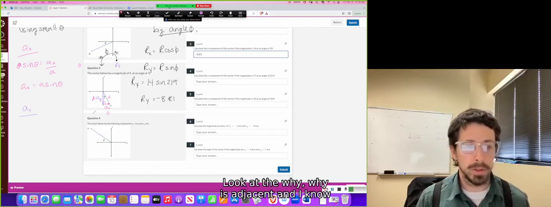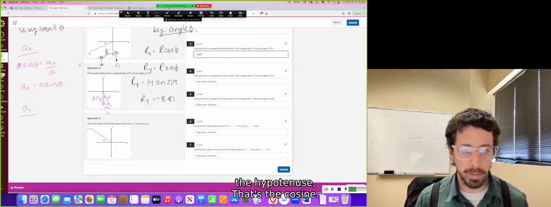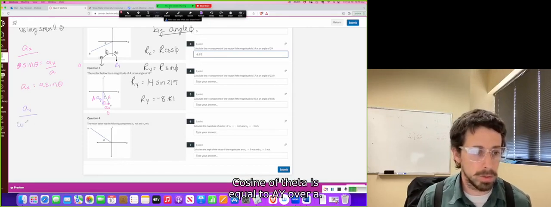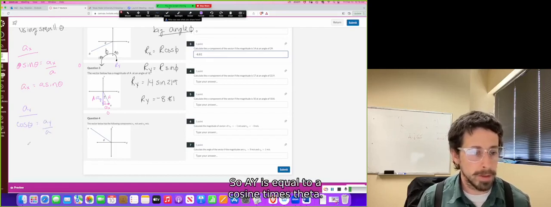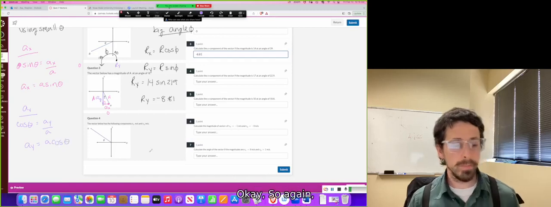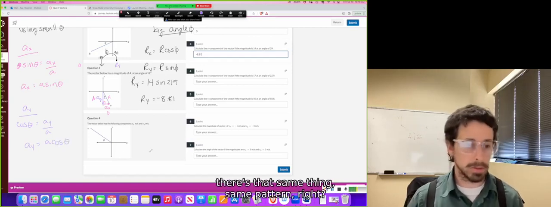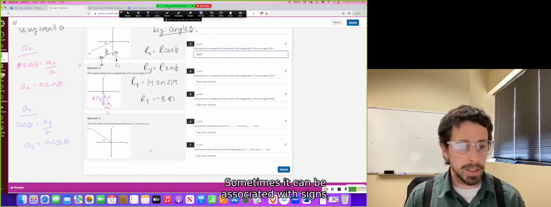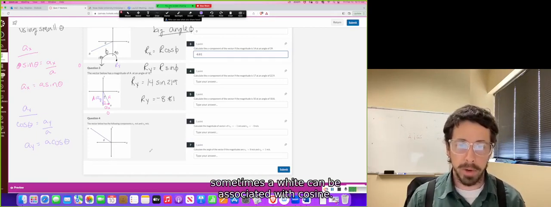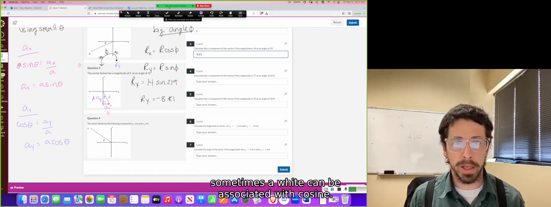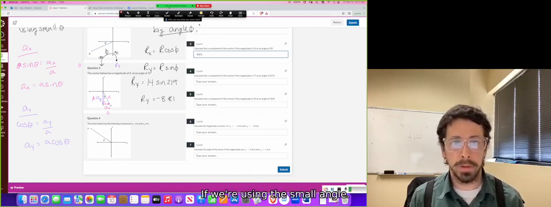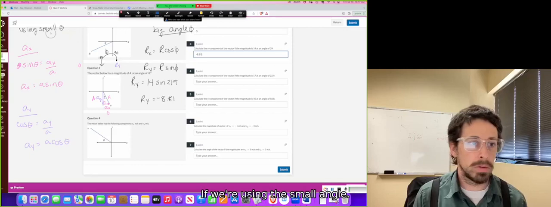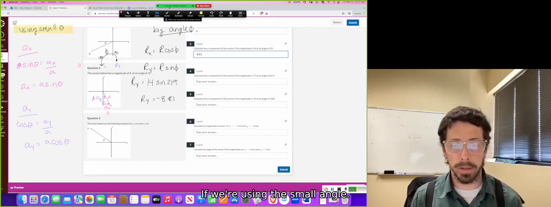AY. So look at the Y. Y is adjacent, and I know the hypotenuse. That's the cosine. Cosine of theta is equal to AY over A. So AY is equal to A cosine theta. Okay, so again, there's that same pattern, right? Sometimes AY can be associated with sine. Sometimes AY can be associated with cosine if we're using the small angle.